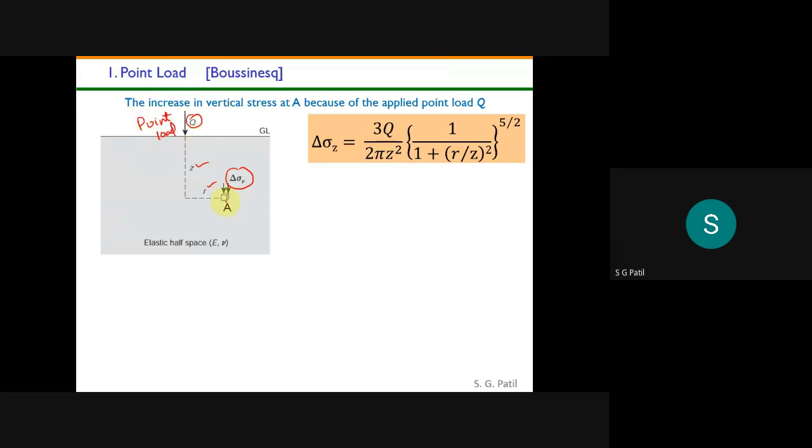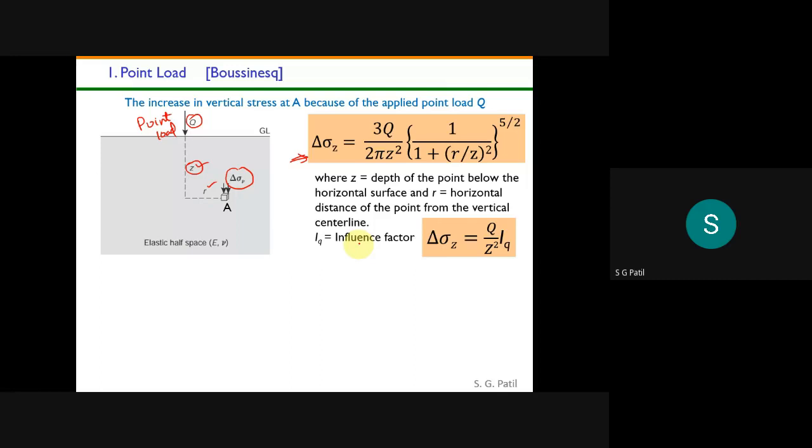So what is that equation? That equation is this one: delta sigma z equal to 3q by 2 pi z square into 1 upon 1 plus (r by z) whole square, whole raised to 5 by 2. What is z here? Z is the vertical depth below the applied load, and r is the radial distance from the applied load.